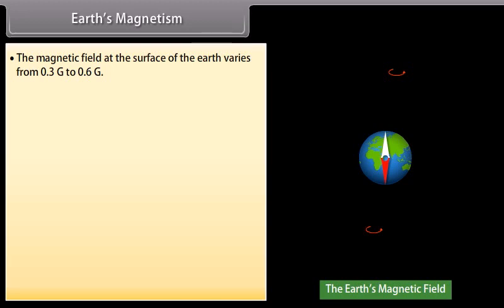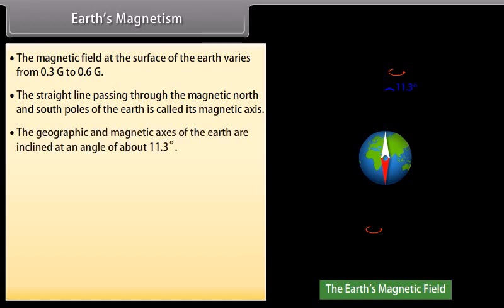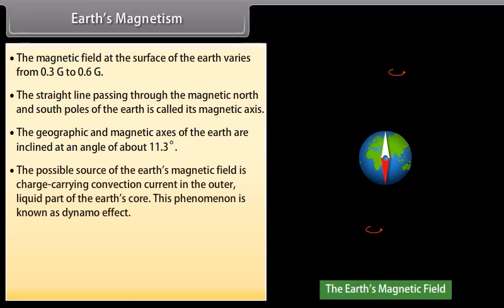Earth's magnetism. The magnetic field at the surface of the Earth varies from 0.3 G to 0.6 G. The straight line passing through the magnetic north and south poles of the Earth is called its magnetic axis. The geographic and magnetic axes of the Earth are inclined at an angle of about 11.3 degrees. The possible source of the Earth's magnetic field is charge-carrying convection current in the outer liquid part of the Earth's core. This phenomenon is known as dynamo effect.